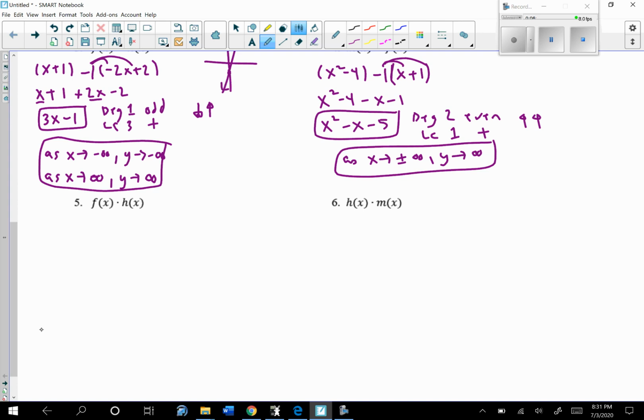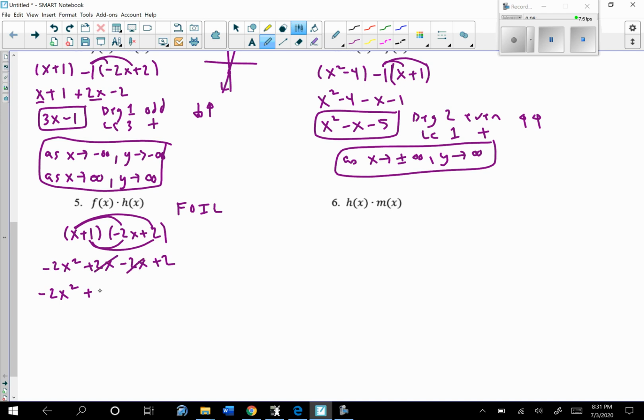So for question number 5, now we are multiplying f of x, x plus 1, times h of x, which is negative 2x plus 2. So remember, to multiply, you need to FOIL. So we get x times negative 2x, which is negative 2x squared, and then x times 2, which is plus 2x. 1 times negative 2x is minus 2x, and 1 times 2 is plus 2. So then combine your like terms. Negative 2x squared plus 2x and negative 2x cancel out, so plus the 2.